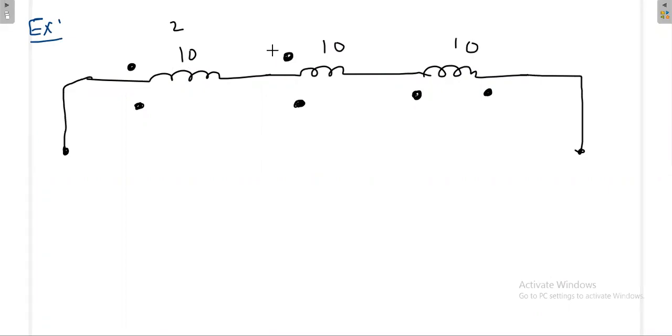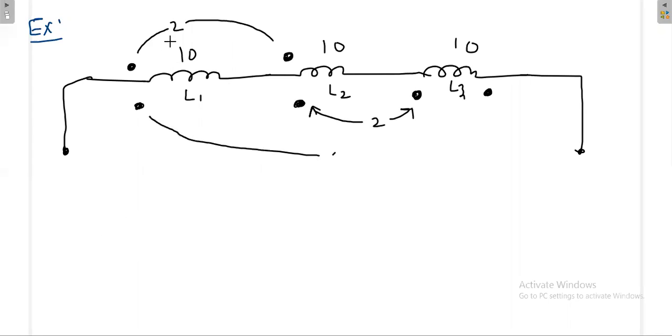Again, there is a mutual inductance between, for example, L1, L2 and L3. Between L1 and L2 there is a mutual inductance 2. Between L2 and L3 again there is a mutual inductance of value 2. Between L1 and L3 there is also a mutual inductance, like this.